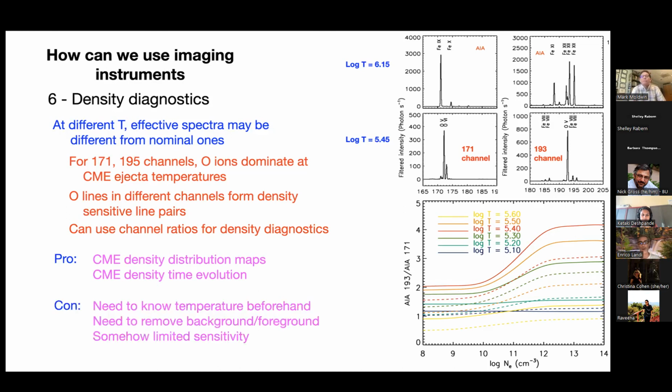Cons: well, first of all, you need to be sure that you are in this temperature range, otherwise these ratios are actually flat. You need to remove the background and the foreground because these are emitting this spectrum, not this one. And the sensitivity of these ratios is below a factor of 2. That is not great, but it's still better than nothing. And so this ends my presentation, and I will be very happy to have questions.